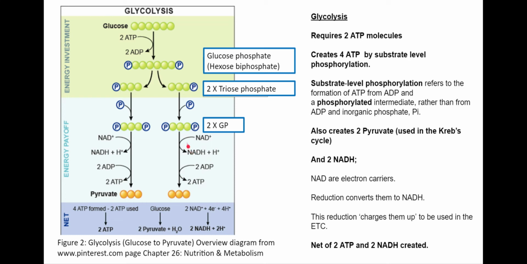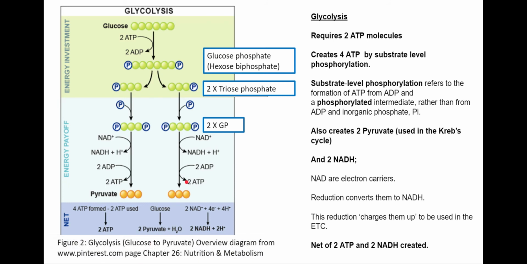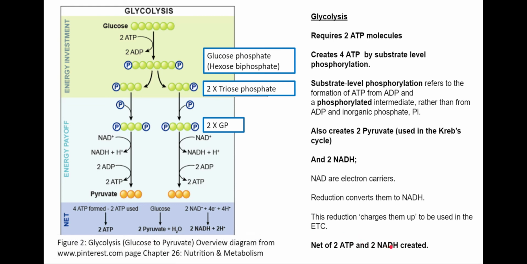So we've reduced NAD, we've oxidized ADP, added phosphates to them and made 2 ATPs, and because the phosphates have been taken off, we now have a pyruvate molecule. And this happens twice, so each glucose molecule will make 2 pyruvate molecules. So remember that, because the next stage happens twice because of this. So we needed 2 ATP at the beginning of glycolysis, and we've made 4. So overall, we've made a net of 2 ATP molecules and 2 reduced NAD or NADH molecules in glycolysis.